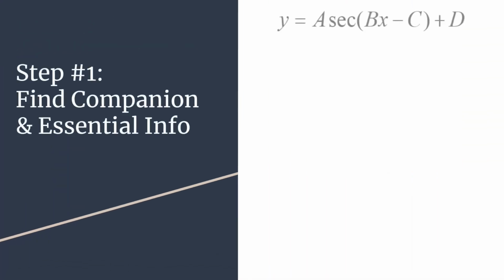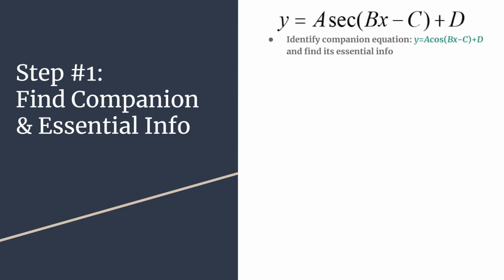All right, so in the first, here's our general equation again. We're finding our companion equation. So all you'll do is rewrite the equation, but replace the secant with cosine. And here's some of the essential information that we'll be going to find. You'll be analyzing a, b, c, and d. We know that the horizontal transformations are the inputs of the function, so they will be the b and c terms, and here's what we'll find from those.